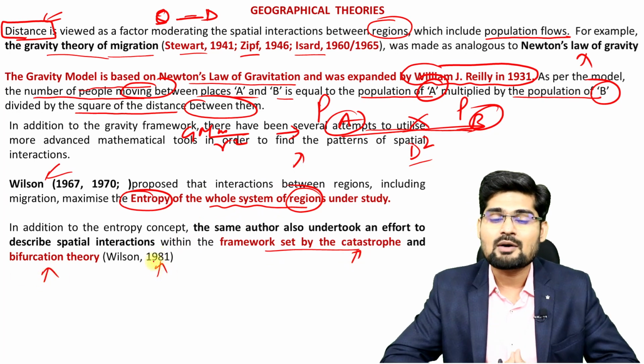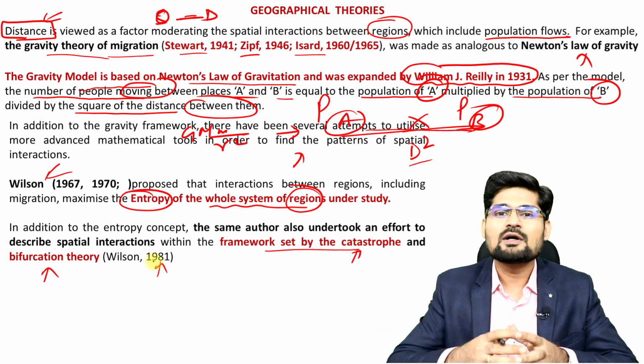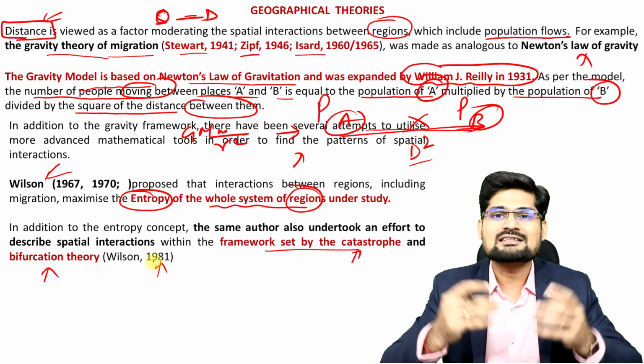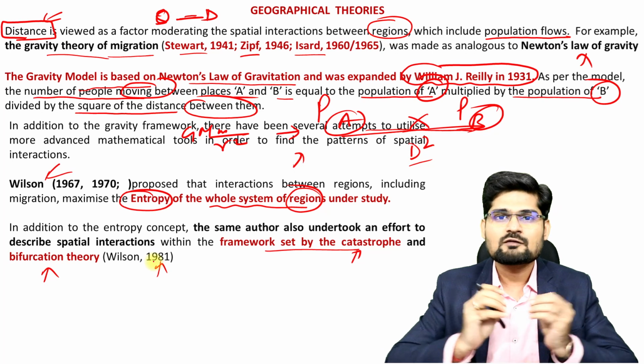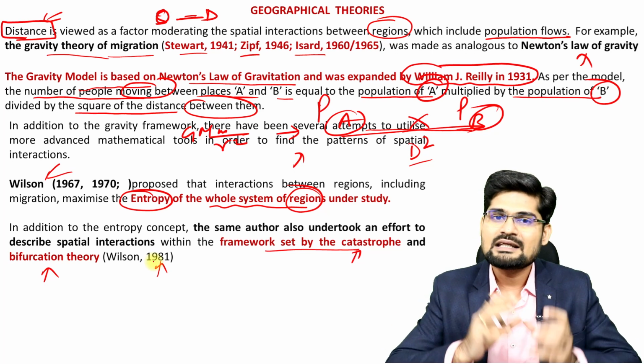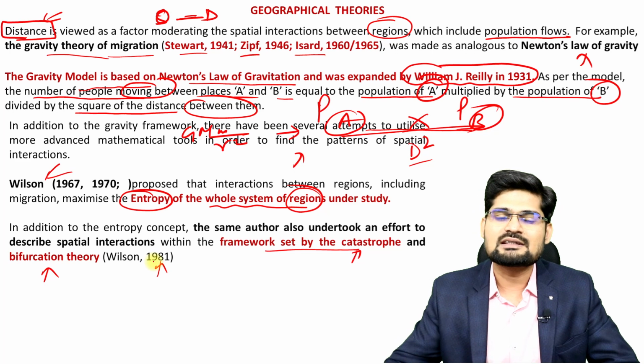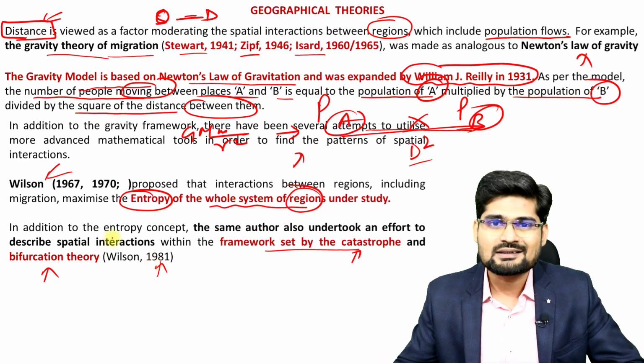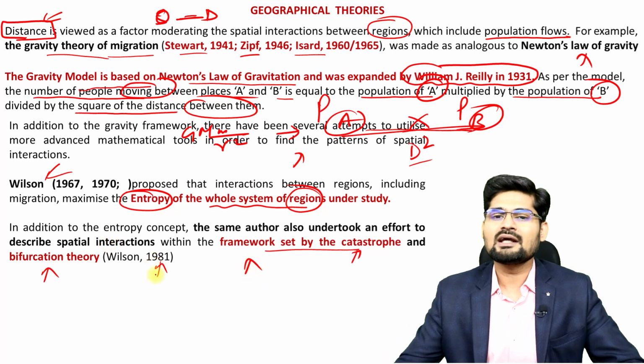This was also talking about catastrophe at the place from where people keep migrating out. If there is some disaster happening at a certain place, what will people do? They'll flee that place. They'll leave that place. So these kinds of catastrophe theory, bifurcation, geopolitical theories, these were majorly part of the geographical theories if you observe.